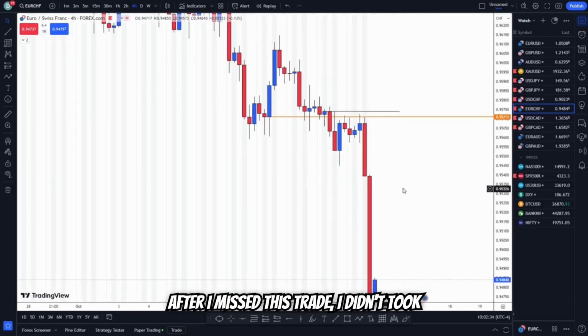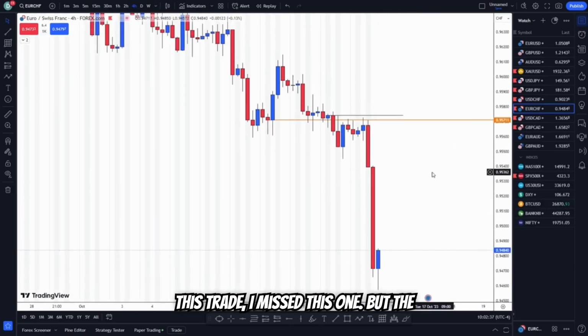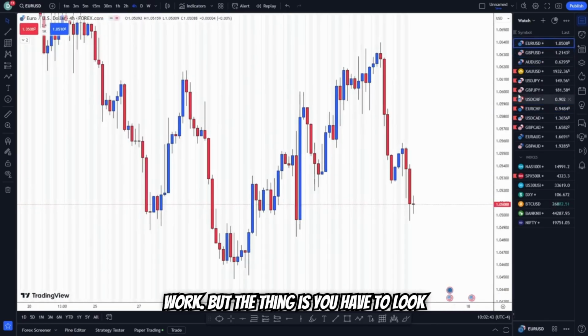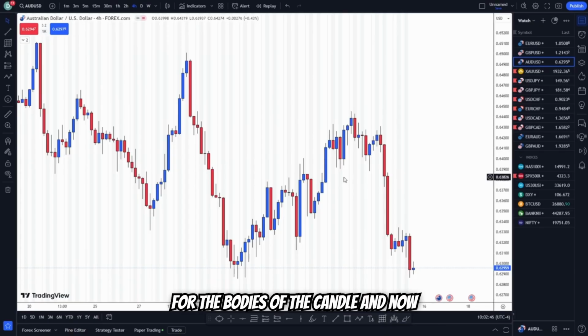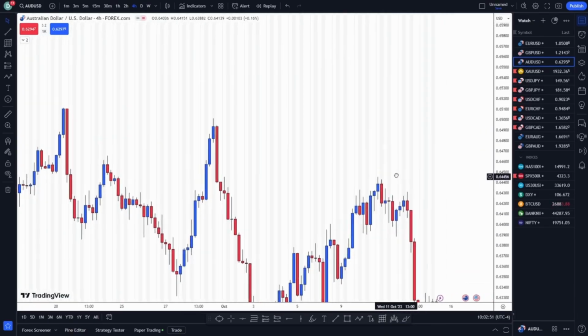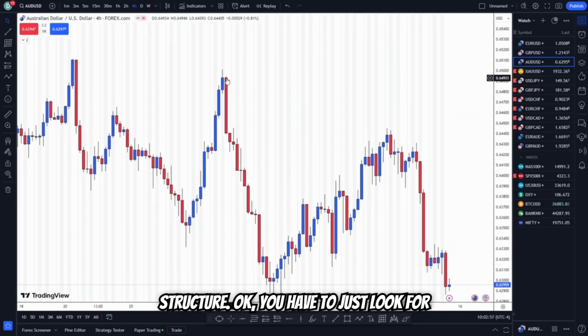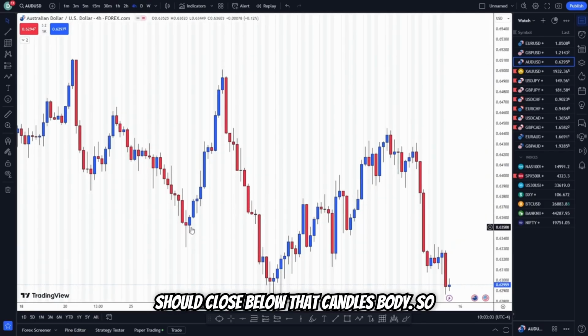But what happened after? I missed this trade. I didn't take this trade. I missed this one. But the thing which I'm trying to say, this thing works everywhere. On any pair, it will work. But the thing is you have to look for the bodies of the candle. And now people say that liquidity, okay, so I think you understood the structure, how to read the market structure. Okay, you have to just look for the bodies of the candle, not the wicks, and you have to look for that candle to close below that candle's body, so it will be a market structure shift for you.